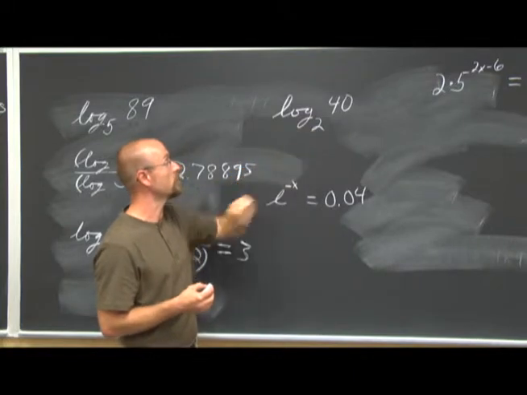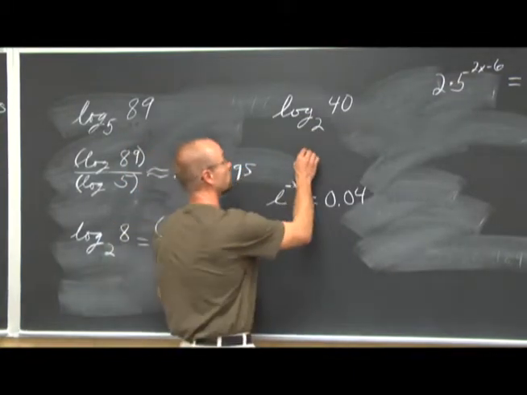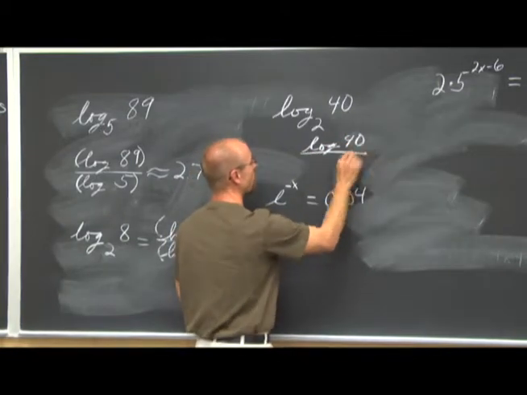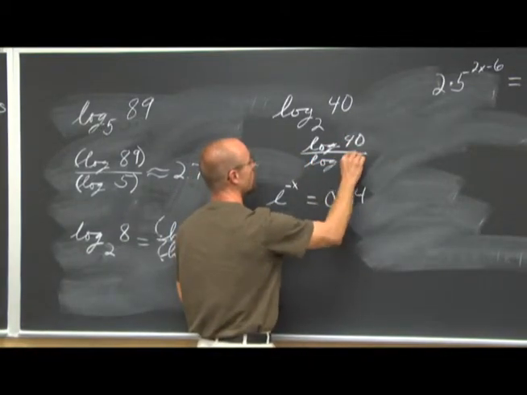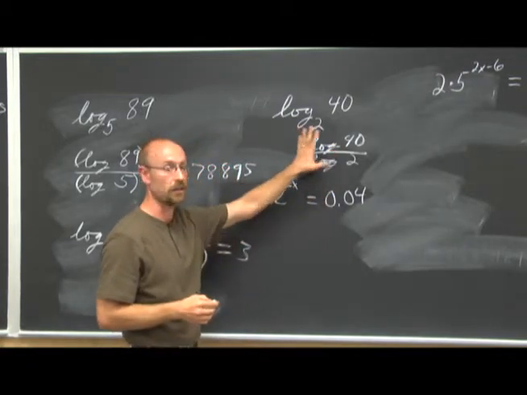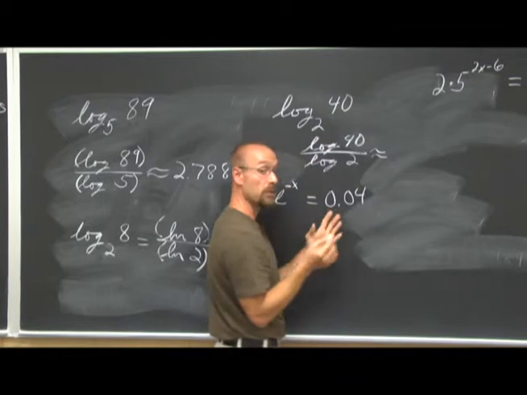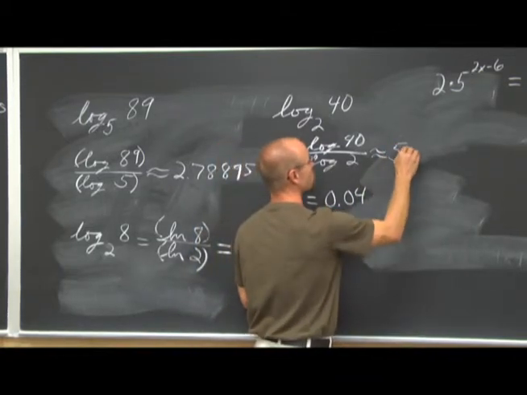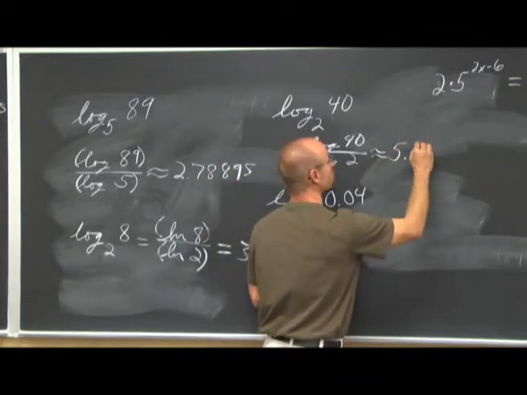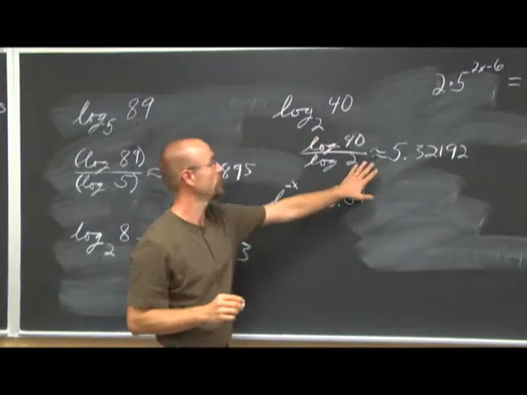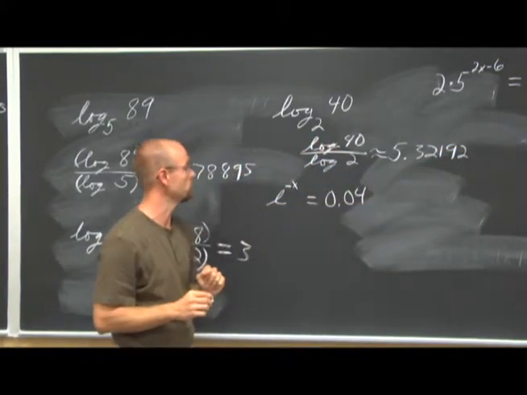If I want to plug this into my calculator, maybe I want to use base 10 log. Log of 40 divided by log of 2. Now it's base 10. I can plug it into my calculator and I can get a value. And it should be between 5 and 6, and when we plug it into our calculator, we get 5.32192. So we have this approximation.